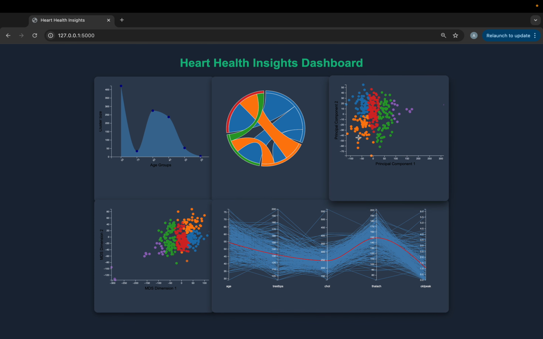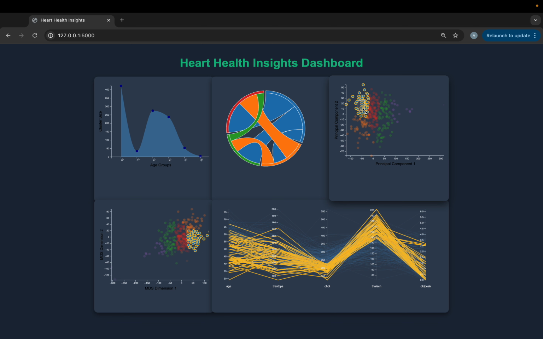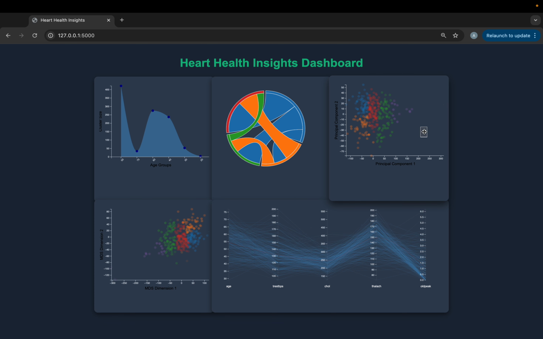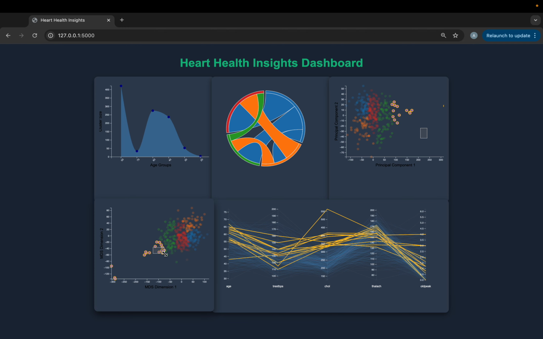Let me go ahead and highlight it so you can see it across. This is the cluster number 1 and the cluster number 4. This same relationship can also be seen by highlighting the same clusters from the MDS plot.